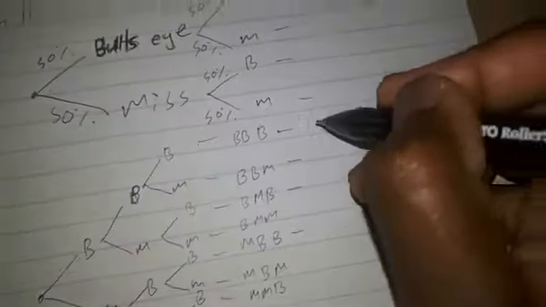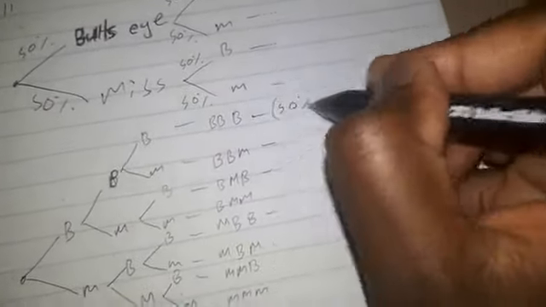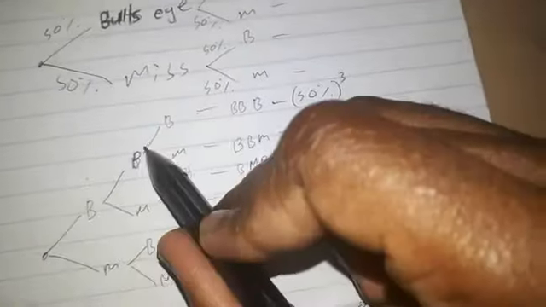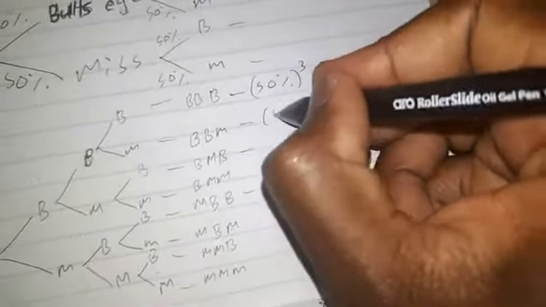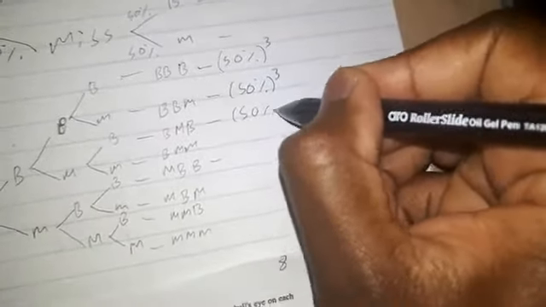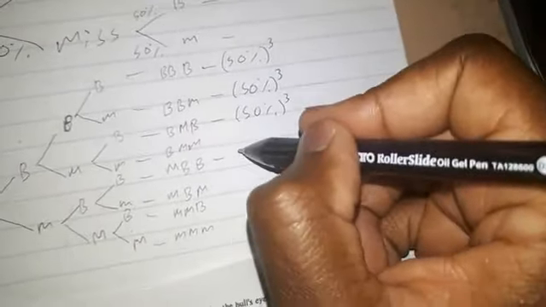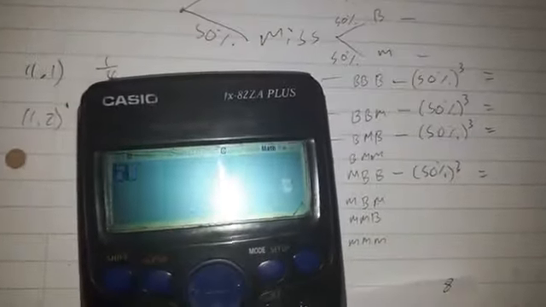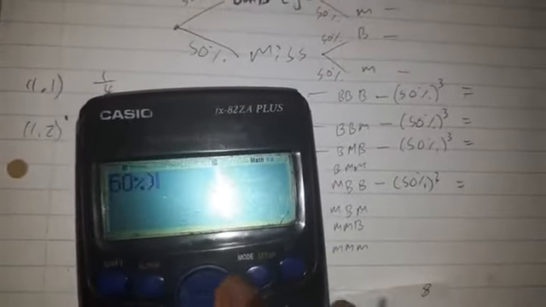Those are the only 4 where there are at least 2 bullseyes, because 3 also counts. So you see here, this is just like 50% to the power of 3, because it's 50% times 50% times 50%. Each of these is technically 50% to the power of 3 because all the chances are 50% anyway. So the outcomes here, let's see, 50%, and you see I'm making sure I put the percentage symbol.